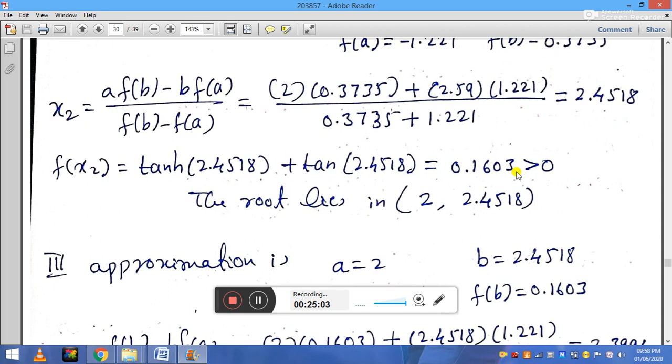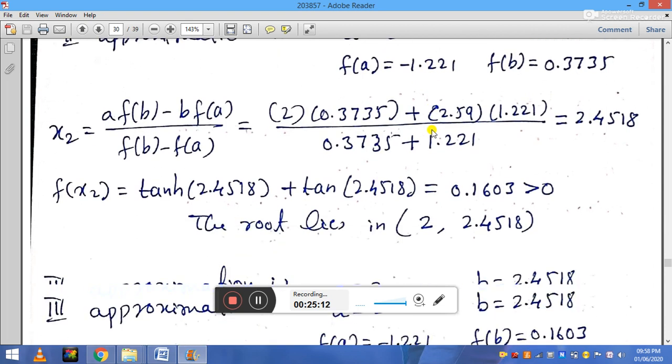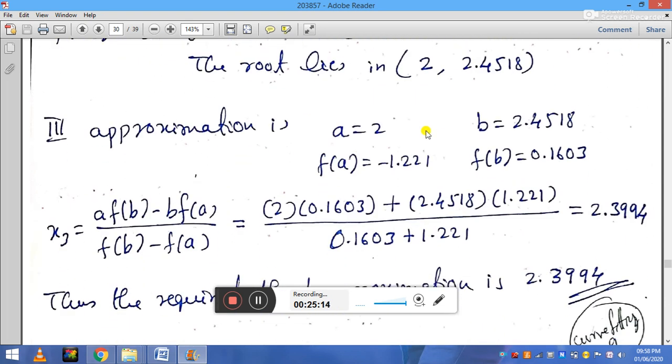For the third iteration, we require a negative root and one positive root. So it is a positive root, and then the negative root from the previous iteration is 2. Therefore, for the third iteration, A will be the negative, that is 2. B will be positive, that is 2.4518. Then f of A is minus 1.221. F of B is 0.1603. So put in the regula falsi formula, x3 is equal to A into f of B minus B into f of A divided by f of B minus f of A.